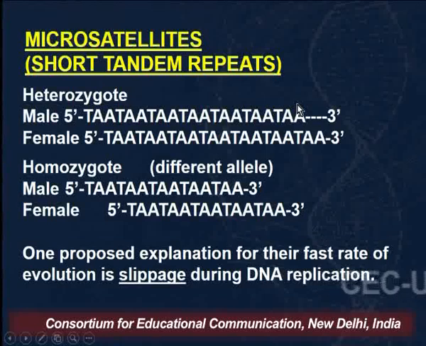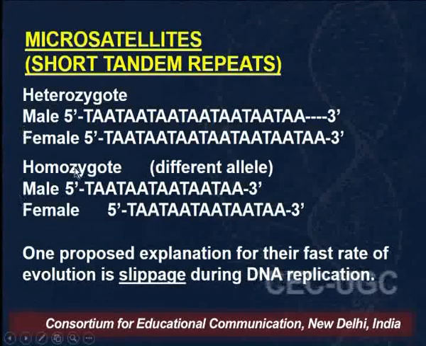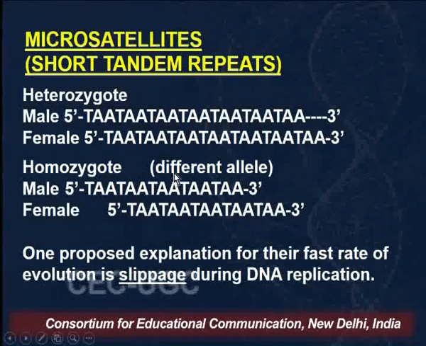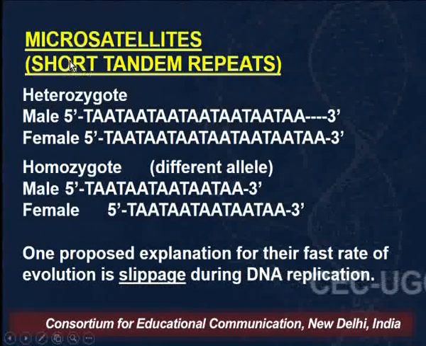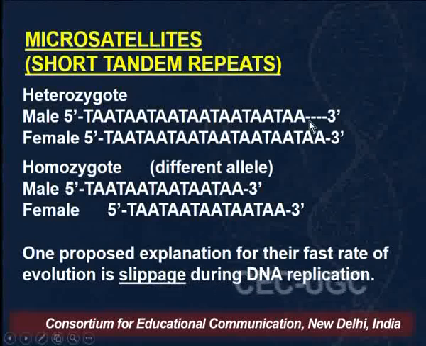Then there are what are termed as the microsatellites, which I said are the short tandem repeats. And in short tandem repeats, why and how does it occur? It is just showing the heterozygote and homozygote when they are present on the different alleles. These are smaller, shorter repeats, like 2 to 3 nucleotides. So here, for example, TAA is repeating: TAA, TAA, TAA, a number of times.